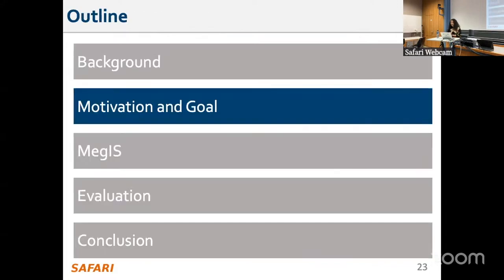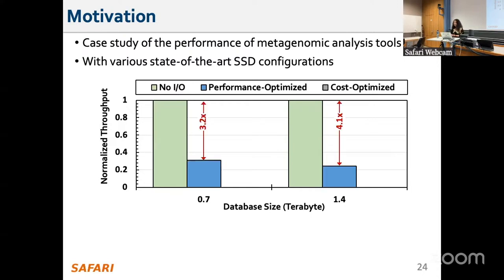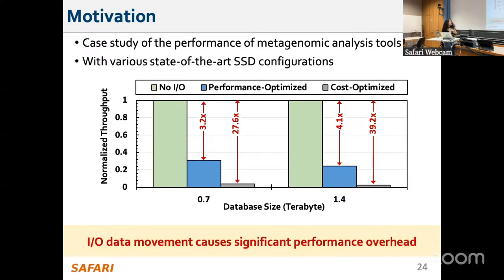Okay, since metagenomic analysis typically requires accessing these large amounts of data, we perform a motivational analysis in this work to understand the impact of the storage system on performance. We perform a case study of the performance of metagenomic analysis tools with various state-of-the-art SSD configurations. Compared to an idealized scenario in which no IO overhead exists, we show that in both performance-optimized and cost-optimized SSDs, IO data movement causes significant performance overhead. So there is a large headroom here.